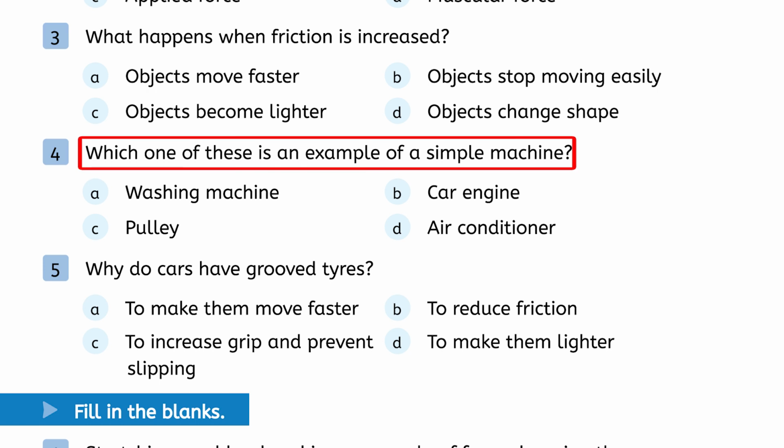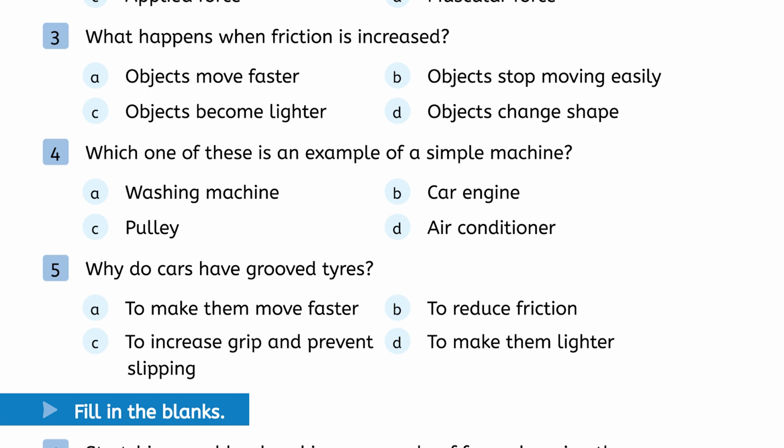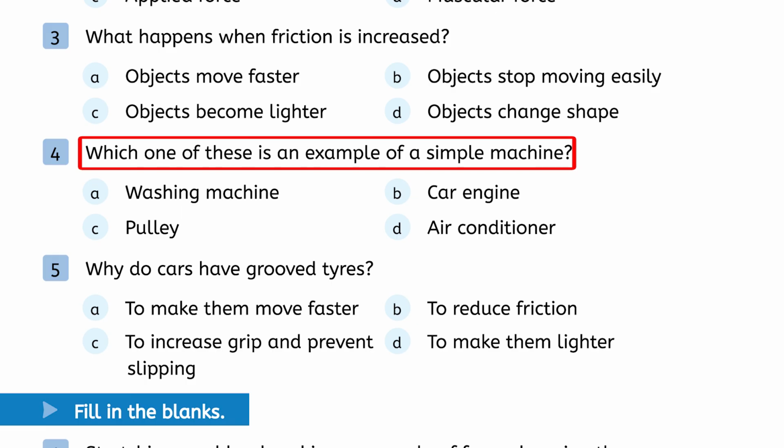Fourth, which one of these is an example of simple machine? Option A, washing machine. Option B, car engine. Option C, pulley. Option D, air conditioner. And the right option is C, pulley.